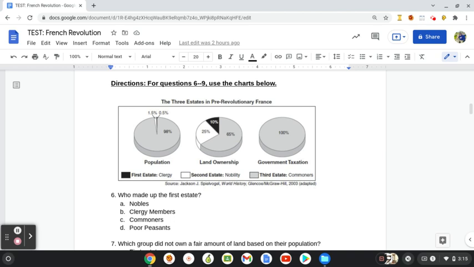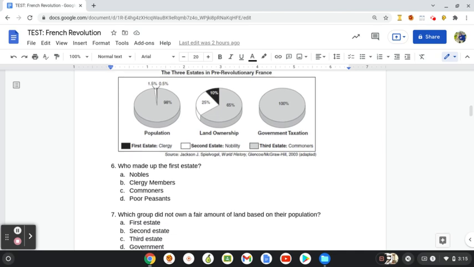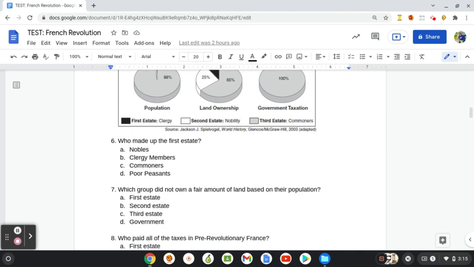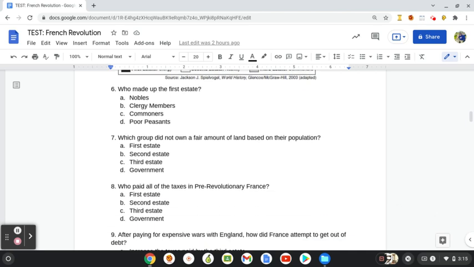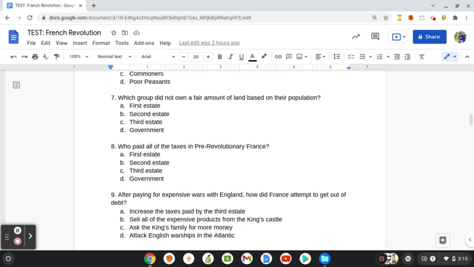Number 6, who made up the first estate? Nobles, clergy members, commoners, or poor peasants? Number 7, which group did not own a fair amount of land based on their population? First estate, second estate, third estate, the government. Number 8, who paid all of the taxes in pre-revolutionary France? First estate, second estate, third estate, or the government?